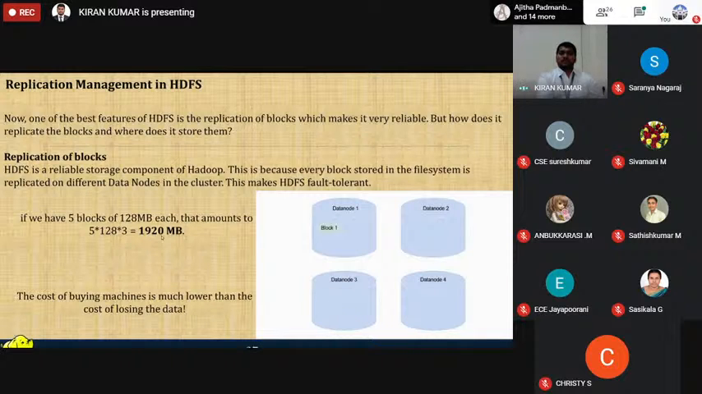1920 MB. Because by default Hadoop has 3 replicas, but this we can configure. When we install the Hadoop framework, we can configure that replication factor to a lesser or higher number. Here you can see I have 5 blocks, each of 128 MB size, and the number of times the blocks repeat is 3. So the total size required is 1920 MB.